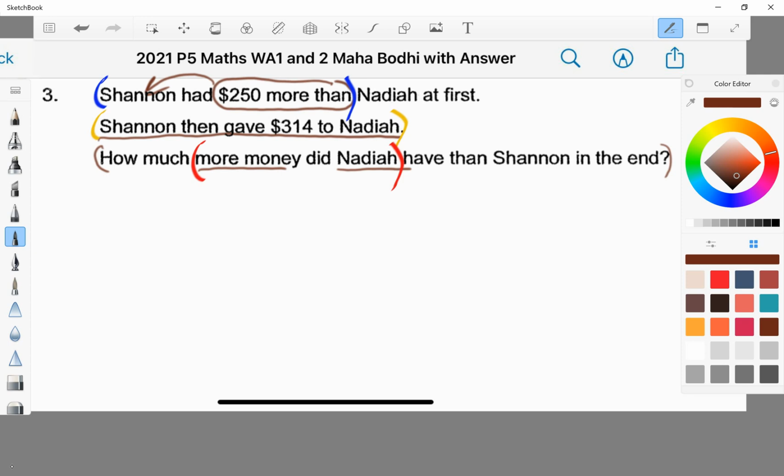So let's get down to the model drawing. I can write down S for Shannon and N for Nadia. And I'm very mindful not to have my model too near to my question. In my model itself, as you can see, I need to show that Shannon has $250 more than Nadia.